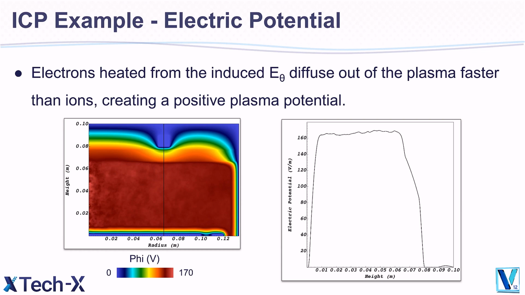We can also take a closer look at the electric potential produced in the plasma. Electrons heated from the induced field diffuse out of the plasma faster than ions, creating a uniform positive plasma potential. You can also see that materials set to metal are set to ground, 0 voltage. We also have the antenna set to 0 voltage for now. That can be specified by the user to also model capacitive coupling from the antenna.